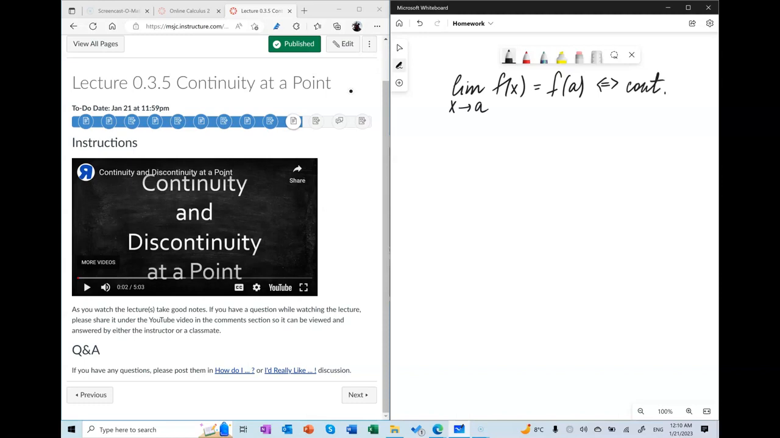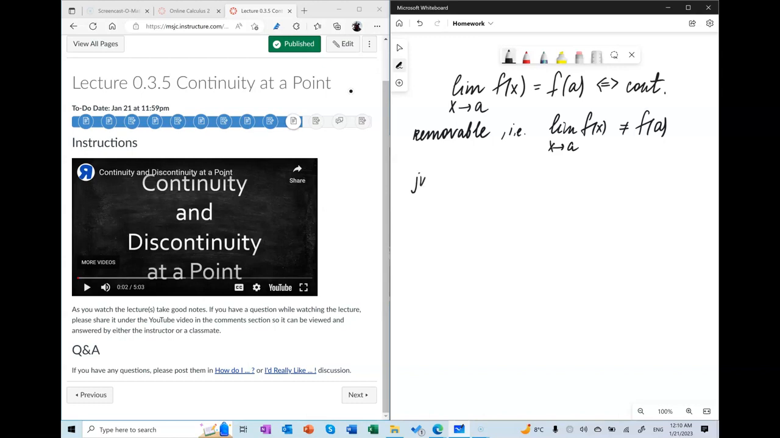And when it's not continuous, it is discontinuous. And there are three types of discontinuity. One is removable, meaning when the limit of the function exists but is not equal to the output of the function at the target value.